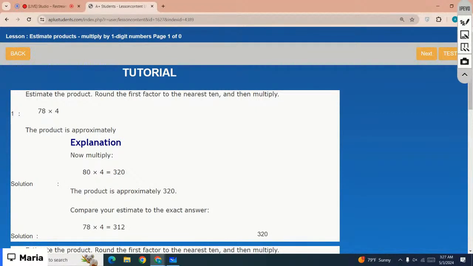So to estimate the product, round the first factor to the nearest 10 and then multiply. You have to round the first factor only, right? 78 times 4. So 78 is rounded to 80, right? You have to do 80 times 4, so 80 times 4 is 320. The approximate answer is 320. That isn't the exact answer. You can even find the exact answers by multiplying the numbers as they are, right?